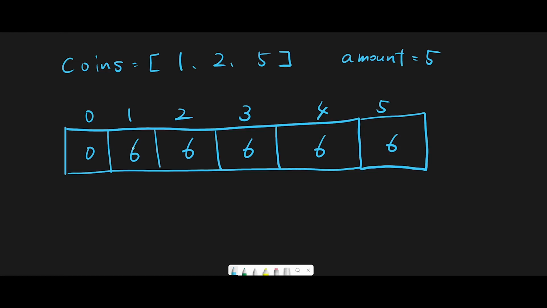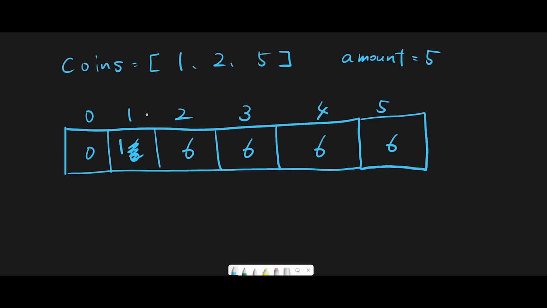And the current minimum coin is 6. This is the initial value. So we compare this 6 versus the minimum number of coins this time, which is 1, right? So 6 versus 1, which is the minimum? Definitely 1 coin, right? So that's why we update index 1 with 1.